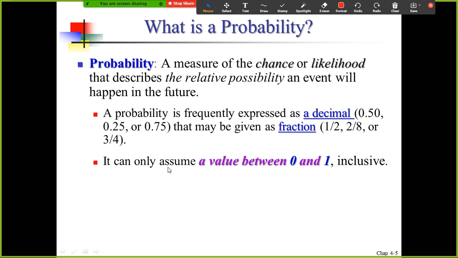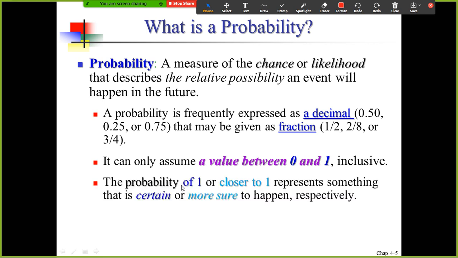It can only assume, not measure. It can only assume a value of probability. A value of probability must be between 0 and 1 inclusive. What does inclusive mean? Inclusive means 0 is included, 1 is also included. So probabilities of something that we study must be between 0 and 1 inclusive. That means including our result 0 or 1 also including our result.